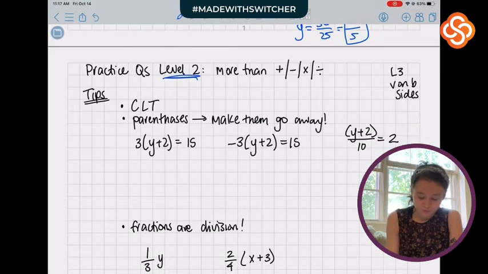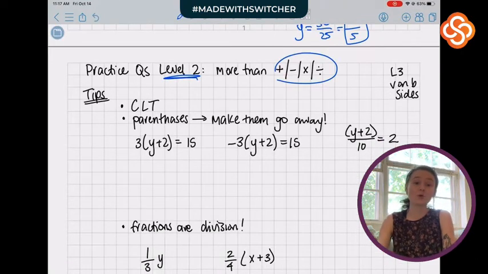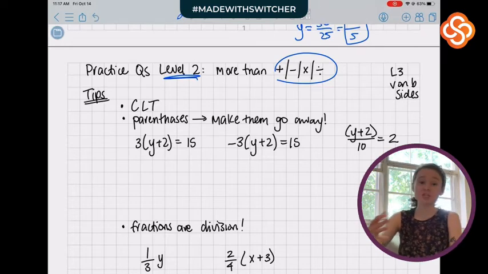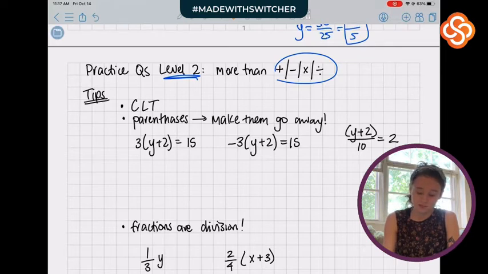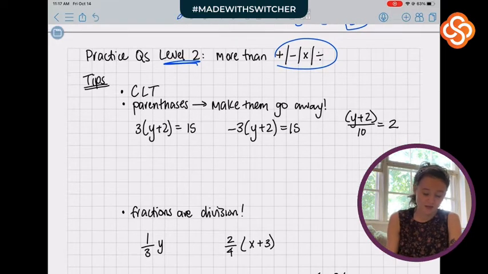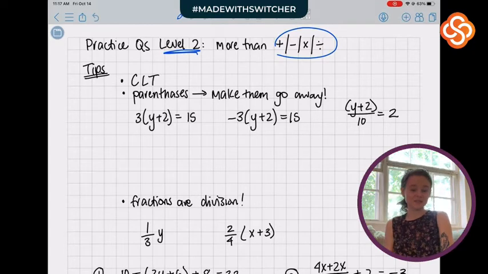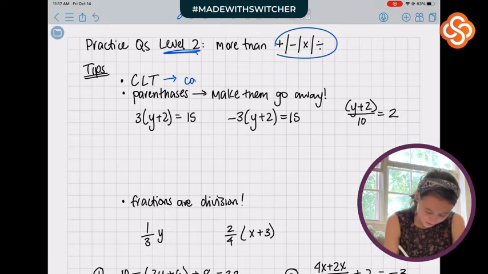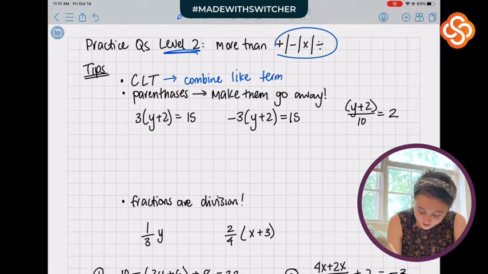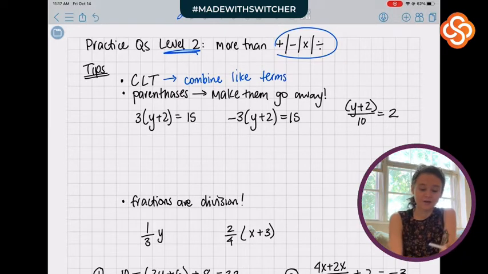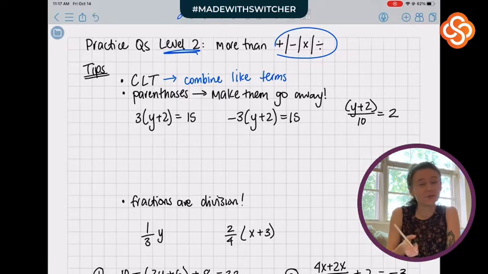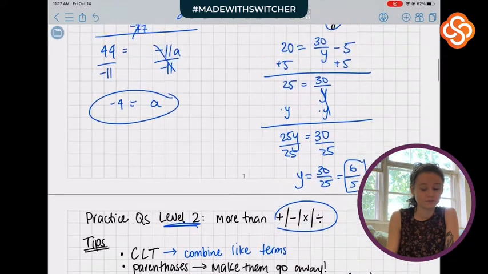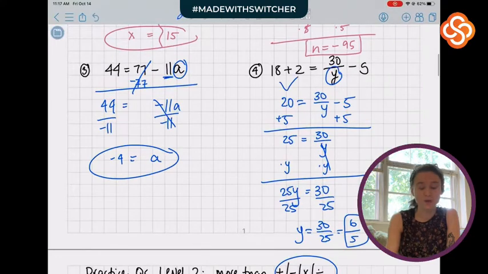Level 2. What happens if you have more than just a plain old addition, subtraction, multiplication, or division? You may run into some more things. Does anybody know what CLT means in the context of algebra? I'm gonna go ahead and write it. Combine like terms. So hopefully you already know what that is. You may need to combine like terms. We actually did combine like terms already. 18 plus 2, we combined it to get 20.